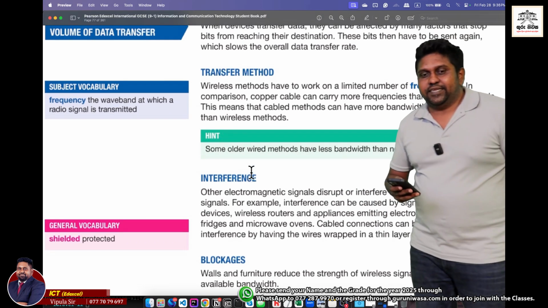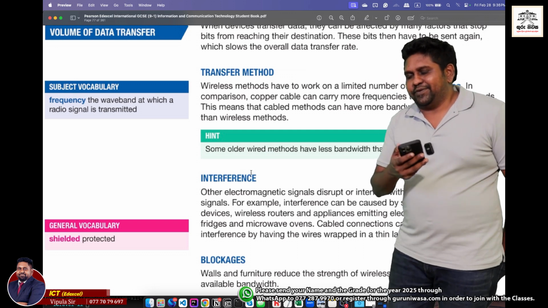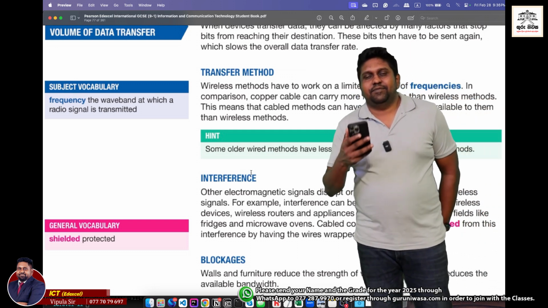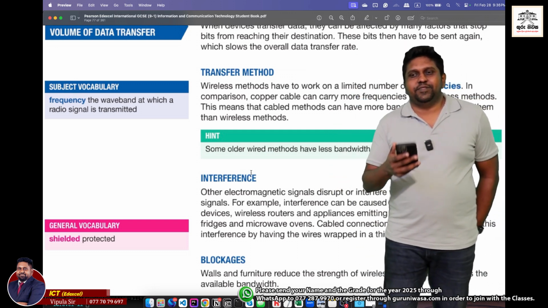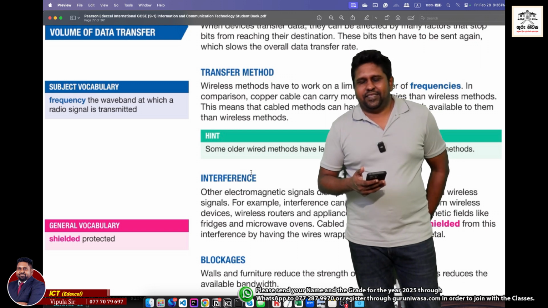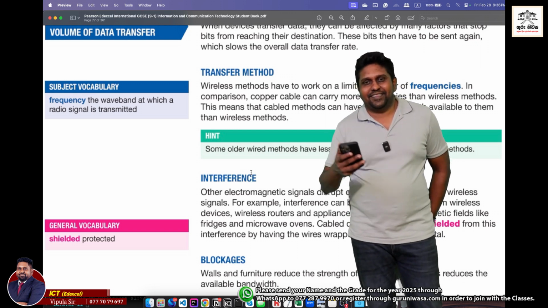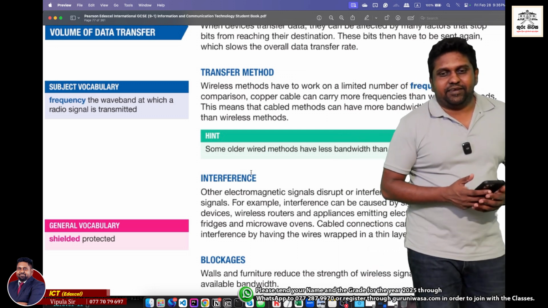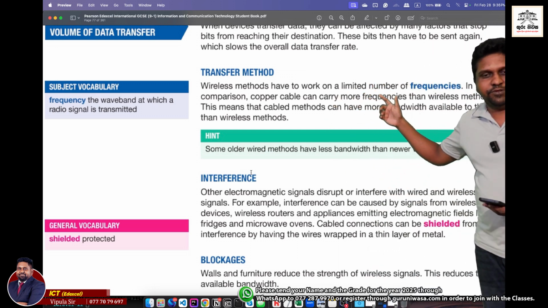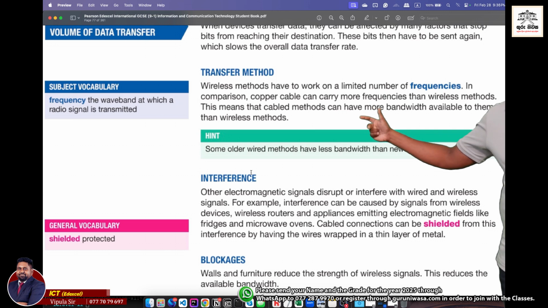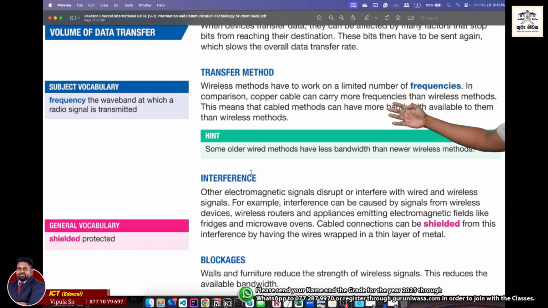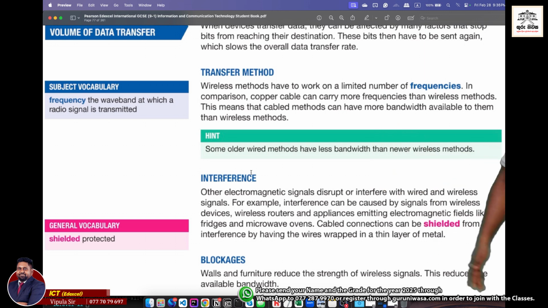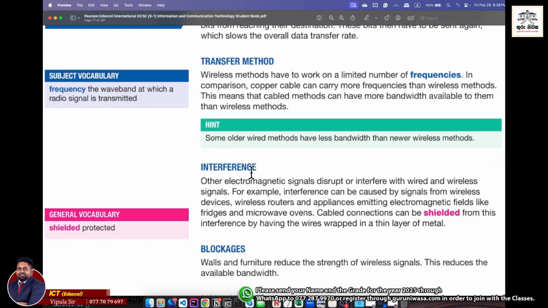So still now when you try to do that, you must plug in the PlayStation using an RJ45 cable. Otherwise it will never work, because wireless has a limited number of frequencies in it. Because of that, comparing it to copper and fiber optics, it is slow, right? So always remember the transfer method plays a big, crucial role.